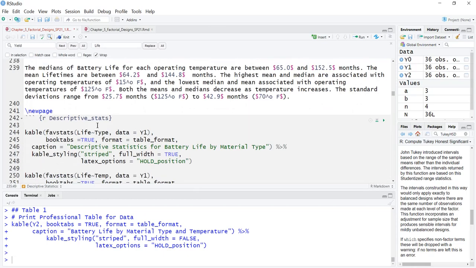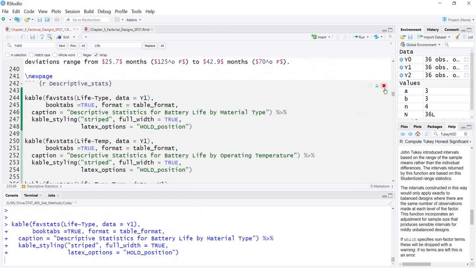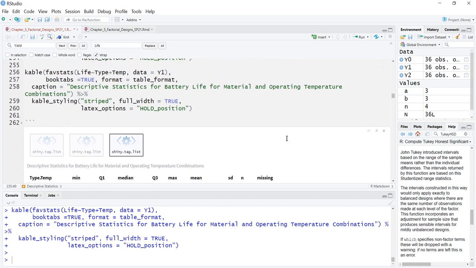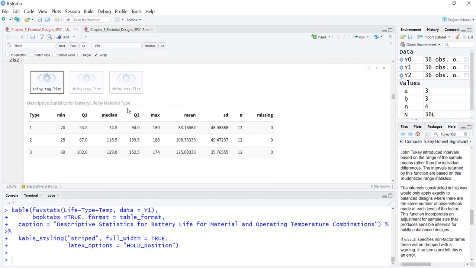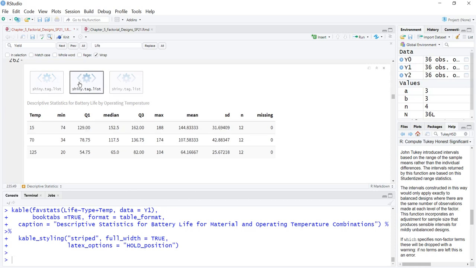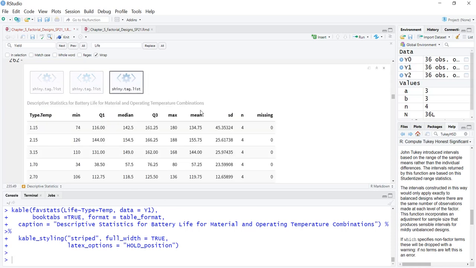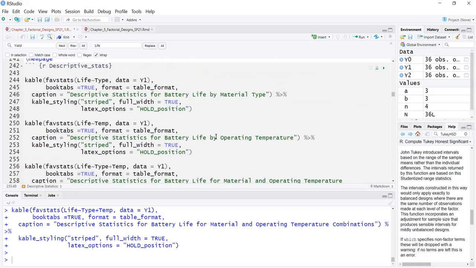So we ran the descriptive statistics here, and I did this 3 different ways. Here's by the material type, here's the operating temperature, and then here is by the combinations. Now, what we're going to do is test factor A, the material, test factor B, the temperature, and then test the interaction term between type and temperature.